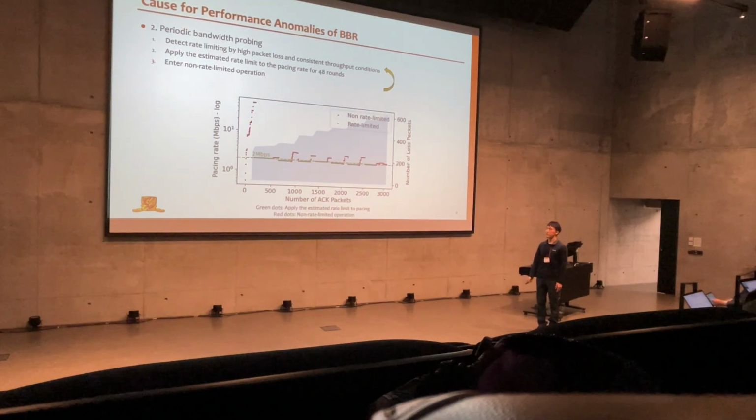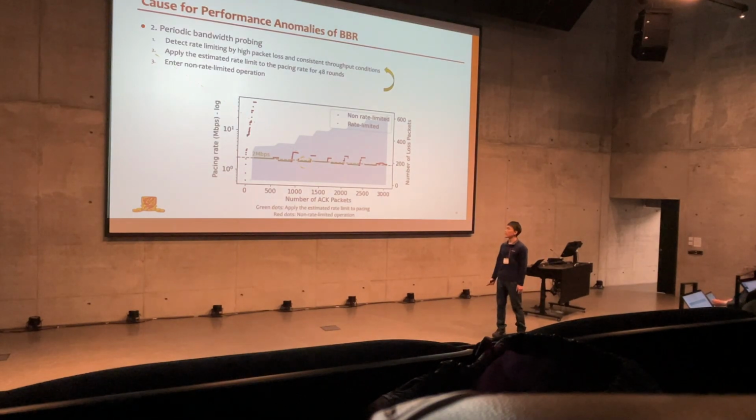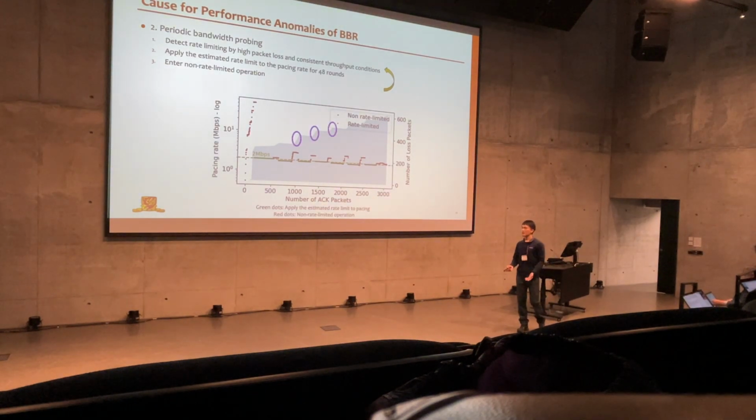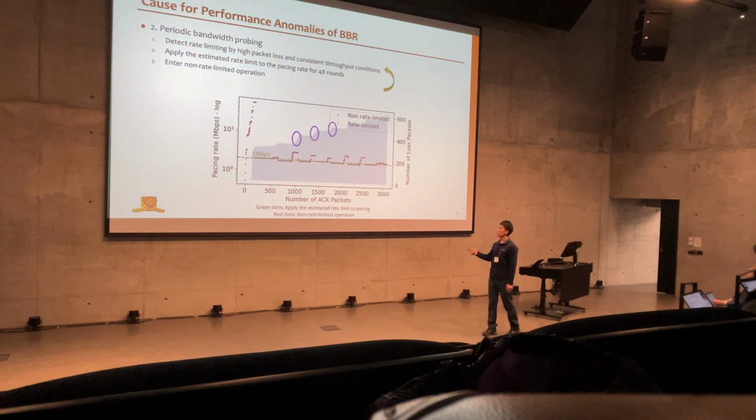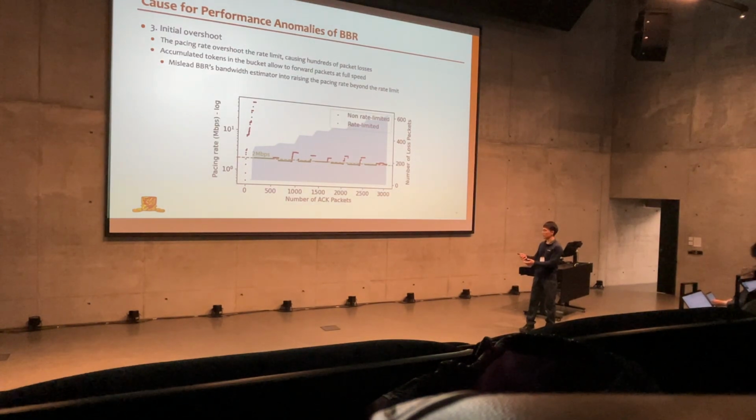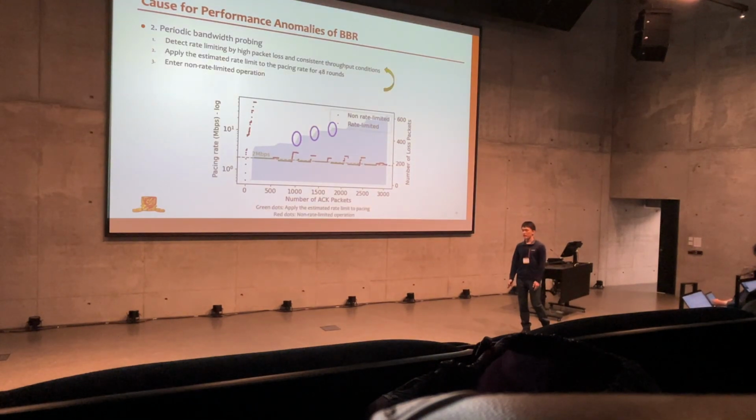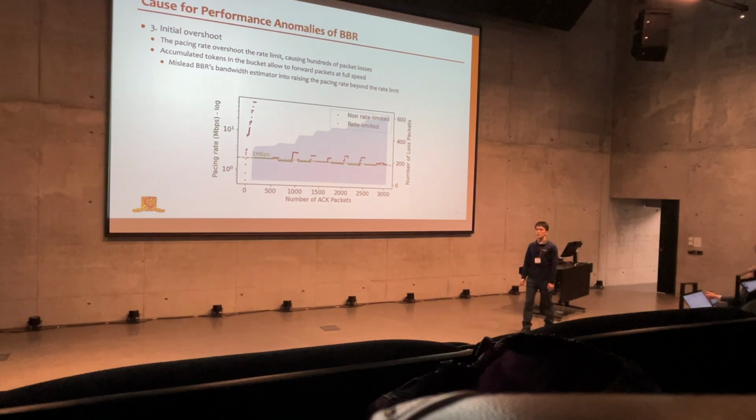The second cause is called periodical bandwidth probing. BBR detects rate limiting by 2 conditions. If it successfully detects rate limiting, it will keep the pacing rate for 14 rounds, and at the end of the 14 rounds, it enters non-rate-limited operations and then tries to detect it again. So this is a periodical process. Let's look at the blue shaded area, which represents the packet loss. We can see that after the non-rate-limited operation periodically, the blue shaded area increases periodically. So this periodical probing leads to a high packet loss rate.